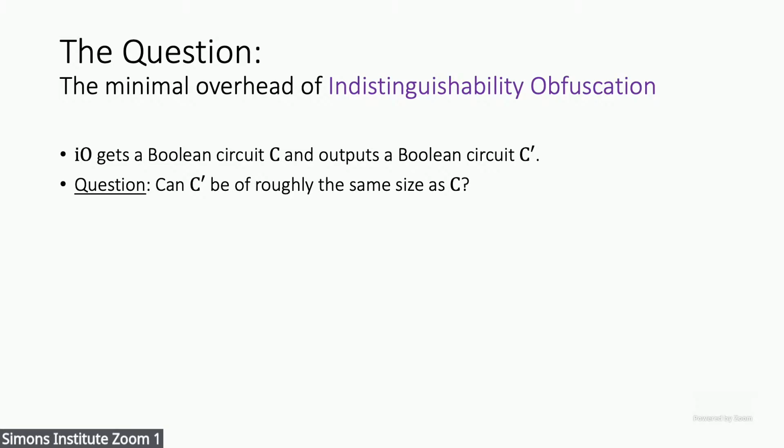And to have a fair comparison between the running times, I want to compare them in the same model. So the model of computation is actually very important. And I'm going to assume that both C and C prime, both the input and the output of the obfuscation, are Boolean circuits with NOT, OR, and AND gates with fan-in at most 2. So this is going to be important.